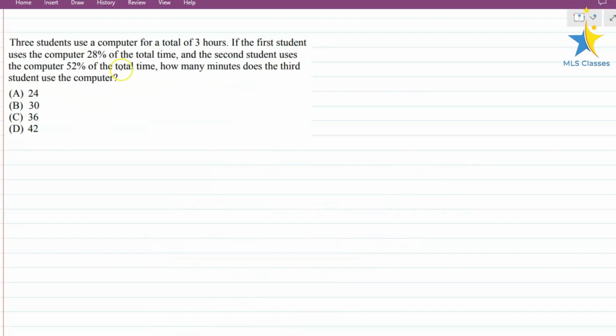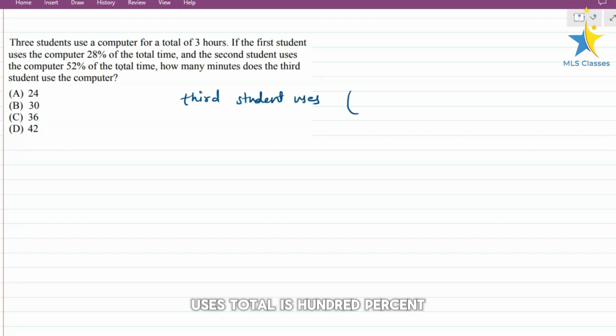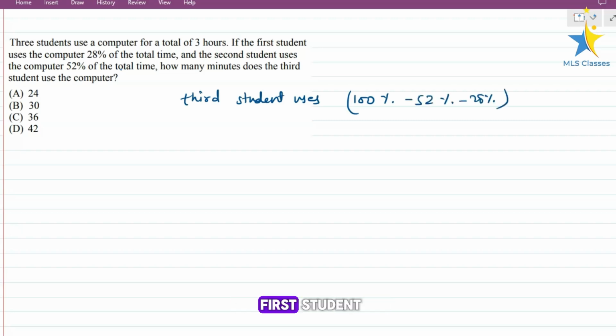Moving to the next question. It says 3 students use a computer for a total of 3 hours. If the first student uses the computer 85% of total time and the second student uses the computer 52% of total time, how many minutes does the third student use the computer? So as you can see, the total is 100%, in which 52% is used by the second student and 28% by the first student. So the third student will use less, whatever we get from here.